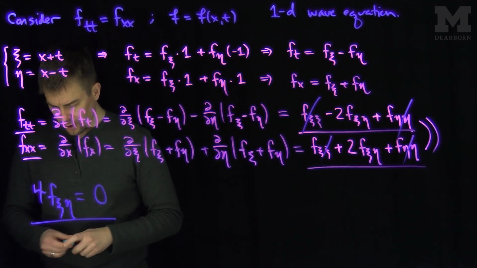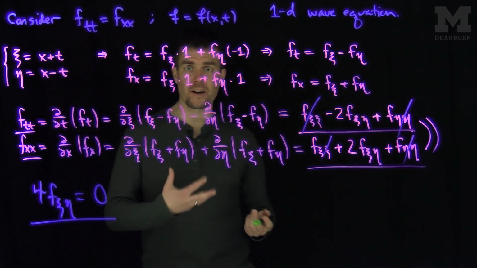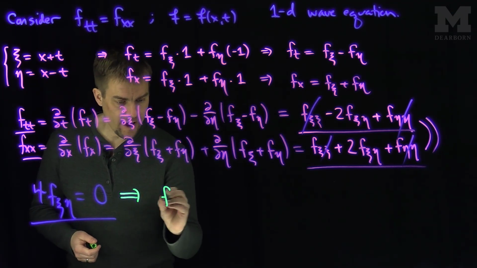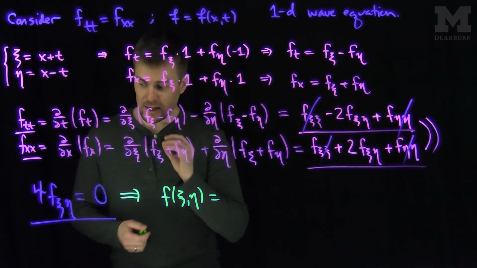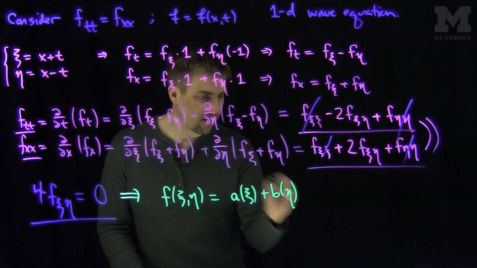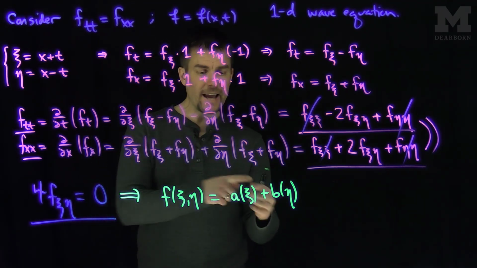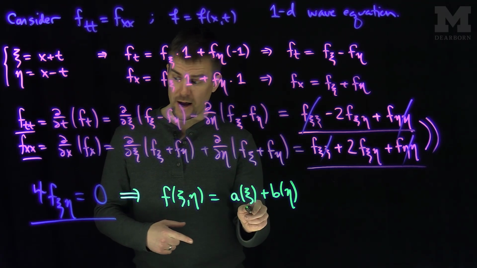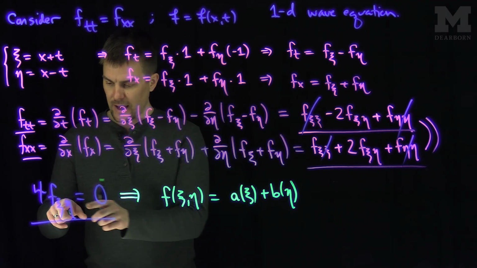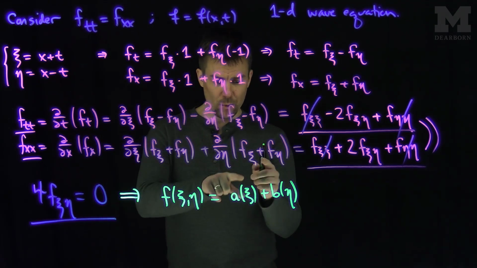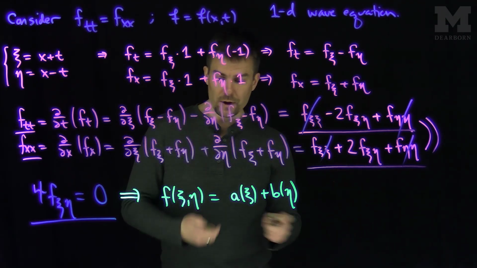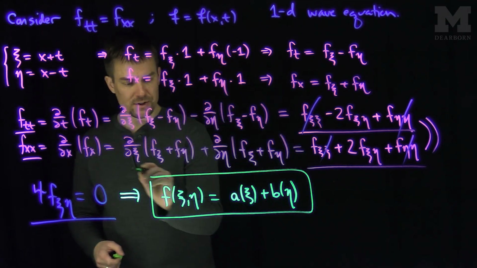Let's think about this. Can we think of a function that when I do a xi derivative, I get 0, then I do an eta derivative, I get 0? Well, the only functions that have this form imply that f of xi and eta is equal to some function, I'm going to call it a of xi, plus some function b of eta. Let's check and see if this works. If I first do an eta derivative, that will eliminate the a of xi. If I then do a xi derivative, that will eliminate whatever's left over with the b of eta. So the general solution has this form: a function of xi plus a function of eta.